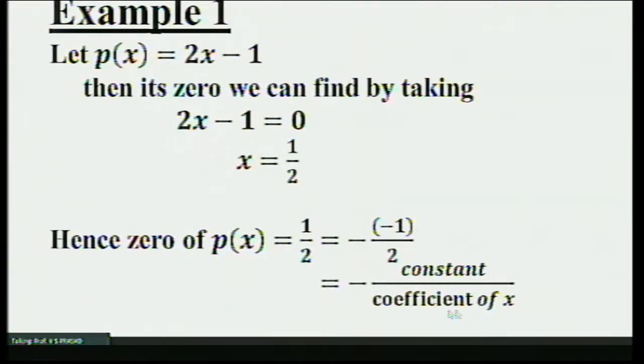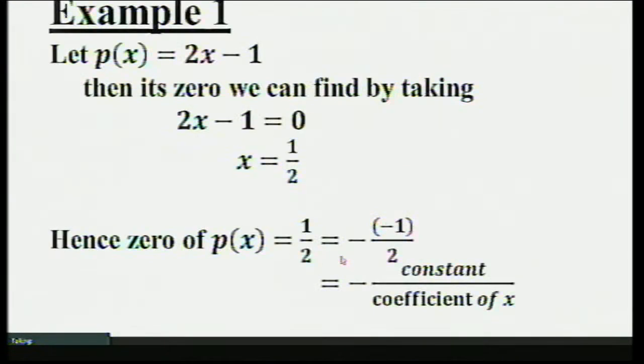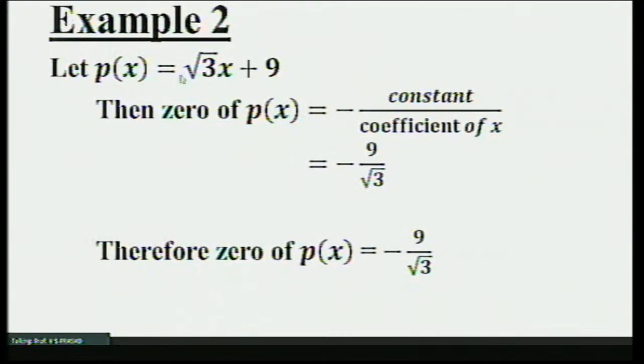Therefore, it satisfies the condition that the zero of p of x is equal to minus constant upon coefficient of x. Similarly, let us take one more example involving an irrational number also. Let p of x be equal to root 3 times x plus 9. To find its zero, you know it already, but I am directly using the relation.